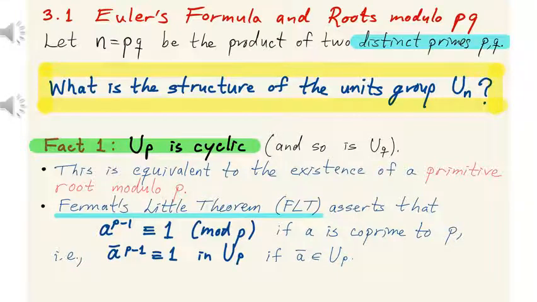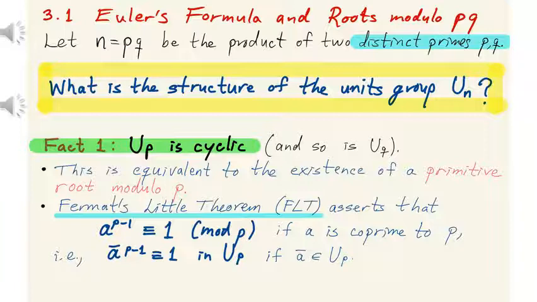Right. So the first section, 3.1 of this chapter, is on a formula of Euler and working in arithmetic modulo p times q, where p and q are primes, and in particular finding roots, as in the opposite of raising to a power, right? So the context for this entire section is an integer that we're going to call n equal to p times q.